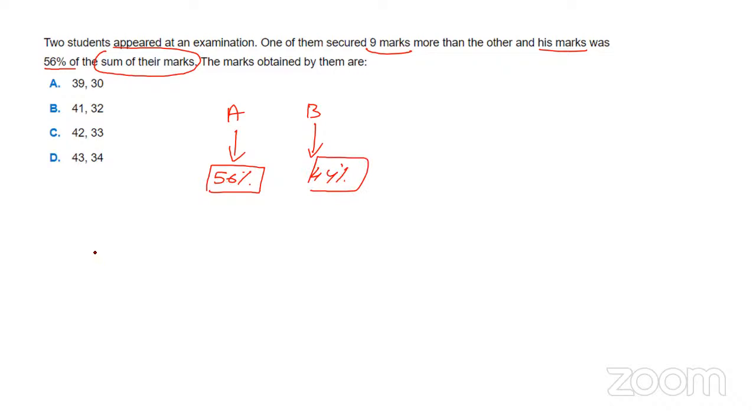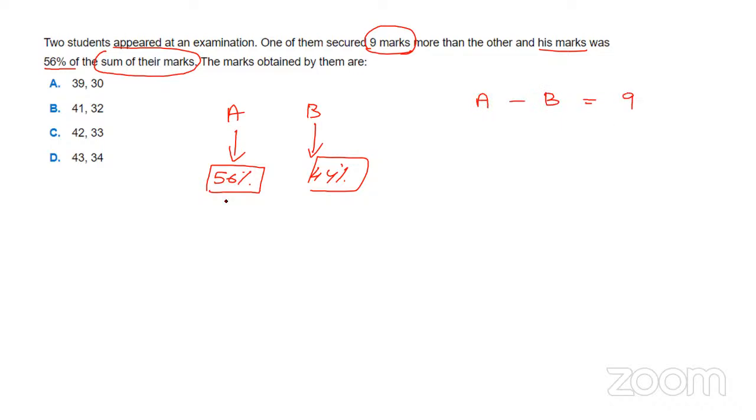Next point is most of the questions in percentages, you should be able to find a relationship between the terms given. And how you utilize the data in the question stem to get the relationship, that's very important. We know that one of them scores 9 marks more than the other. How do you connect A's mark, B's mark, and 9? We know that A is the one who is scoring more. So A minus B is equal to 9.